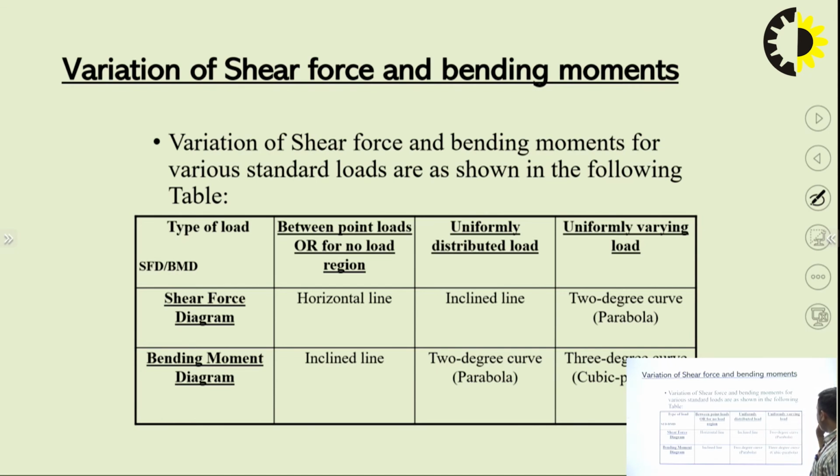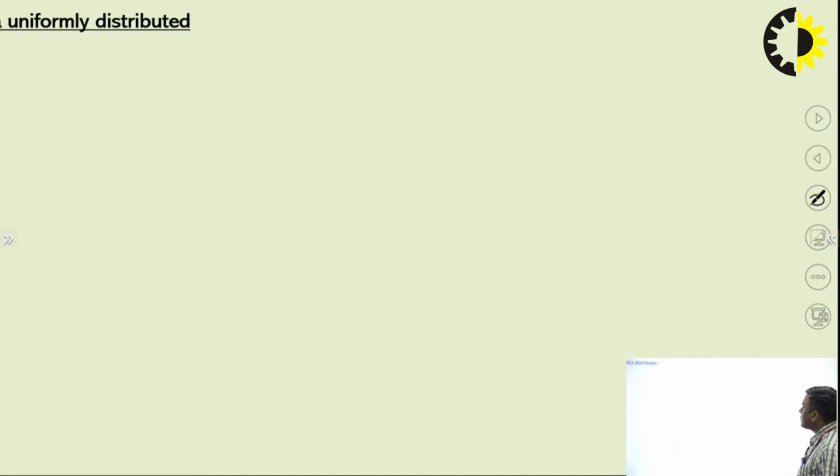In case of UDL, it will be a 2-degree parabolic curve. Bending moment: if SFD is a horizontal line, then BMD will be an inclined line. UDL के केस में shear force 1-degree inclined line, bending moment 2-degree parabola, 3-degree cubic parabola. So this is the summary. So here we can say कि this is the shear force and bending moment diagram. Summary इसी तरीके से हमें equation लिखनी है.